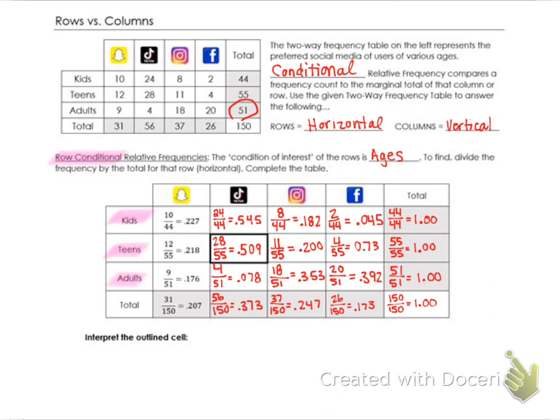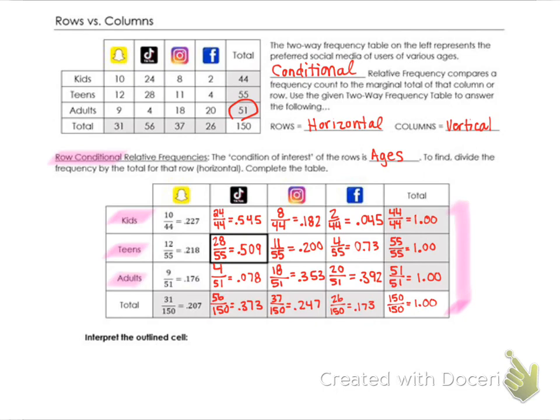Again, just want to point out that all of these values right here should always be 1.00 or 100% because we are talking about horizontal rows and that would be the end of each row. So now the next section just says interpret the outlined cells. So I did bold one of the cells in the chart, and that's the one that's 28 out of 55 equals 0.509. So what does that mean in terms of this problem?